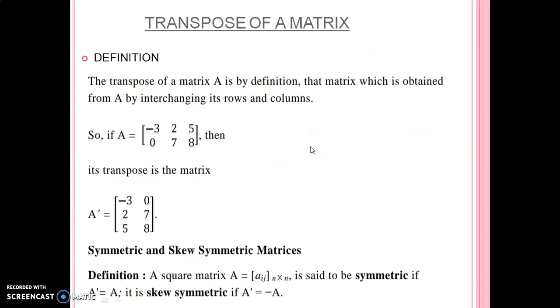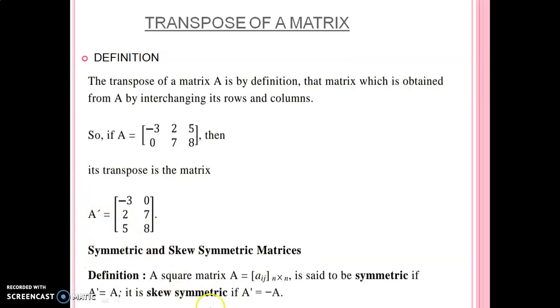Next is the transpose of a matrix. By the transpose of a matrix, we simply mean to interchange the rows and columns of a given matrix. So, for example, we are given a matrix A. Its first row is -3, 2, 5. We'll change it into the first column, and its second row 0, 7, 8 is also changed into the second column. So, this is the transpose of matrix A and is denoted by A dash.